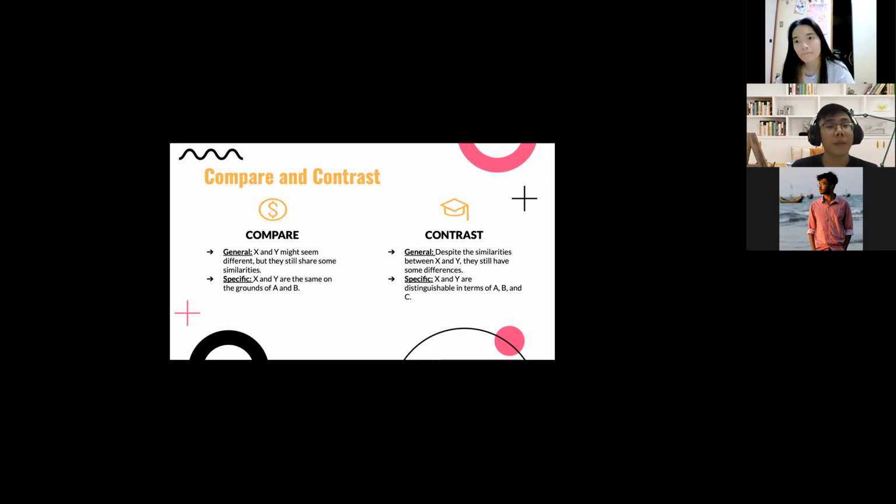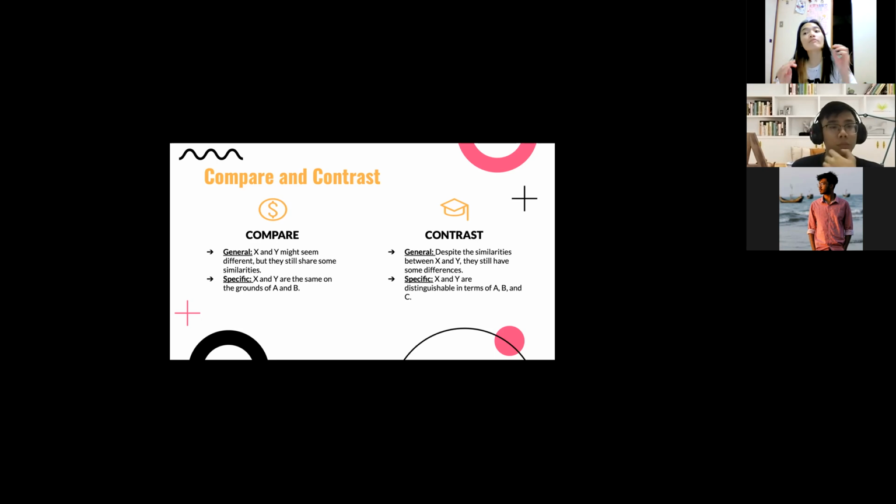Phoebe? Yeah, although we are providing you with a formula right here, as you might have known, there are a lot of ways to write it. So for the compare part, as we have said, we're going to focus more on the similarities. In the general thesis statement, you don't have to list out all of the similarities that you're going to talk about. Just say something like, subject X and Y might seem different, but they still share some similarities. You don't have to list them out. You can leave it for your body paragraph later on.